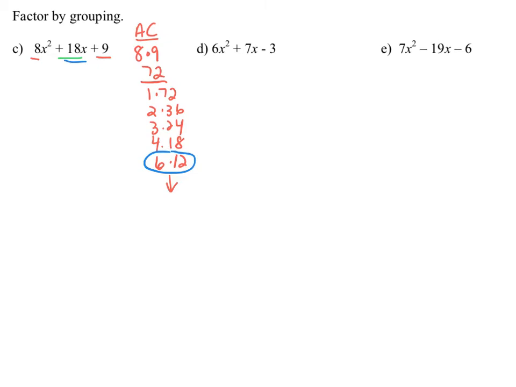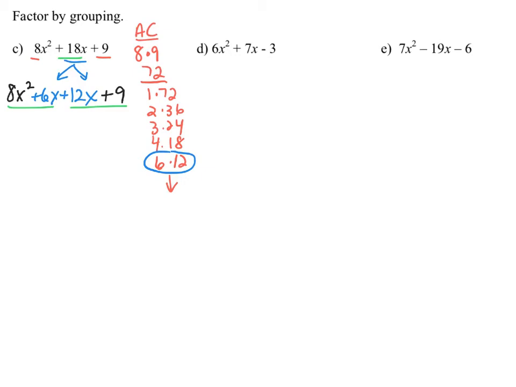So we can write this trinomial, keeping the first term 8x squared and the last term 9, and splitting up that middle term. 18x can be written as a plus 6x plus 12x. Now we can factor by grouping, looking at the first two terms in the first group and the last two terms in the second group.